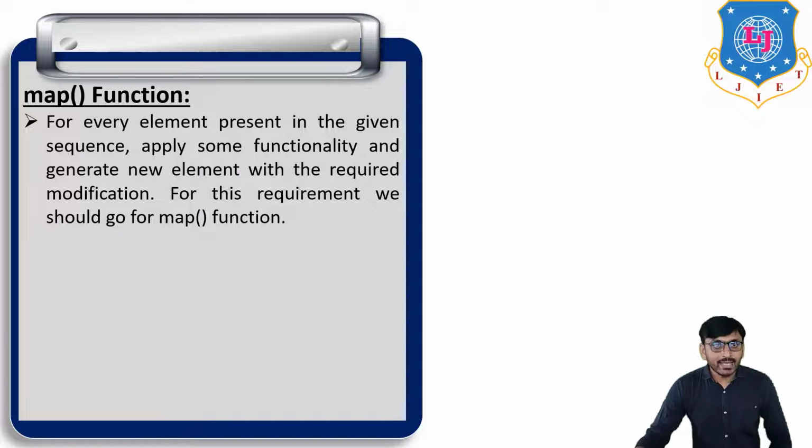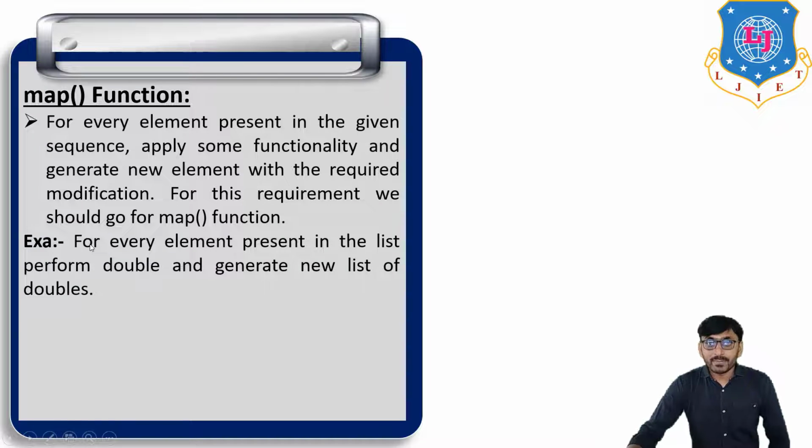For every element present in a given sequence, apply some functionality and generate a new element with the required modification. For this requirement we should go for a map function. So the map function is used to modify all elements of a given sequence. Example, for every element present in the list, perform double. It means it generates a new list which contains double of all elements.